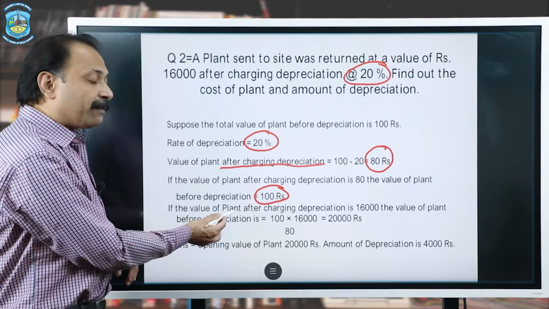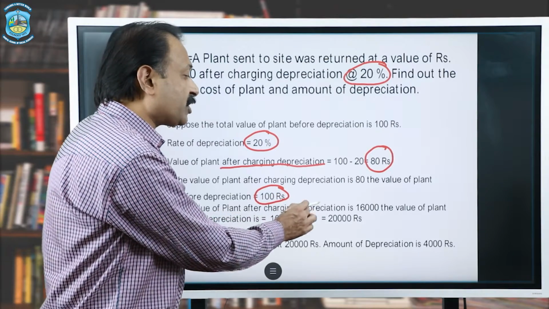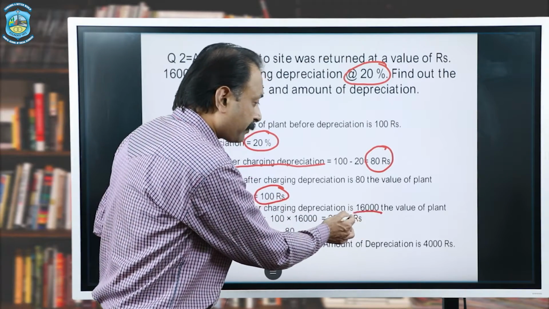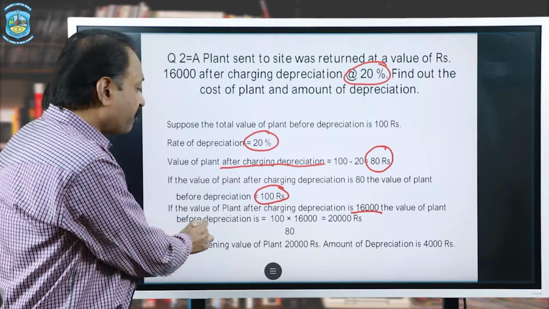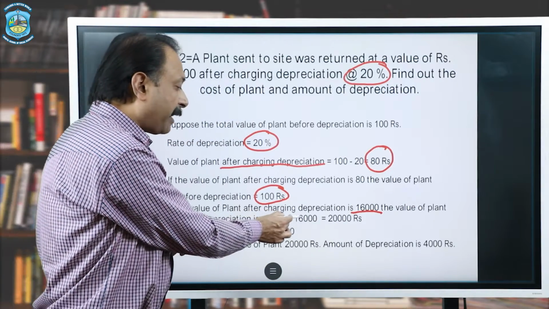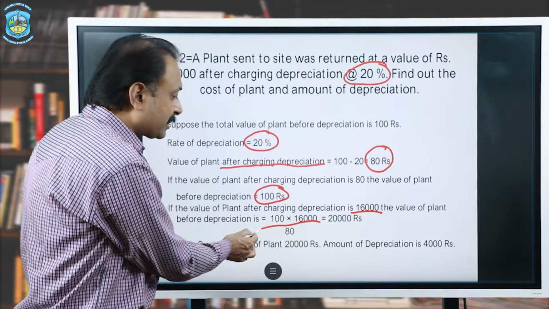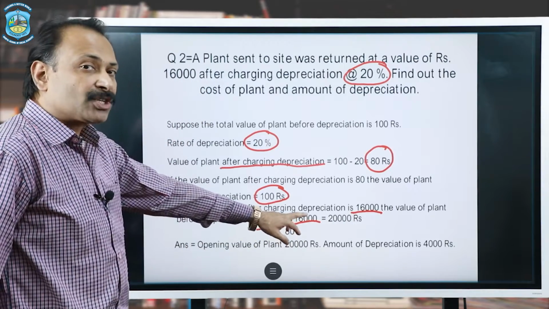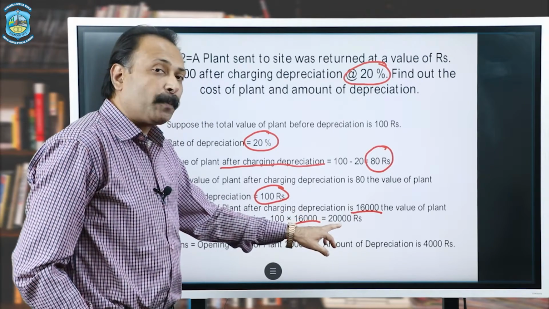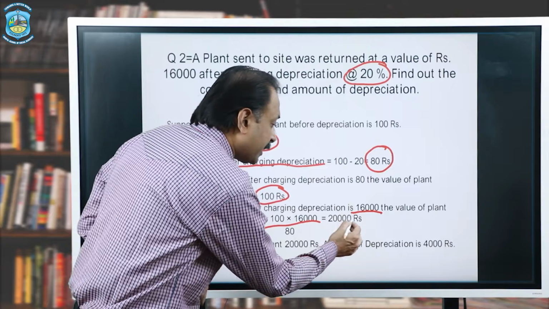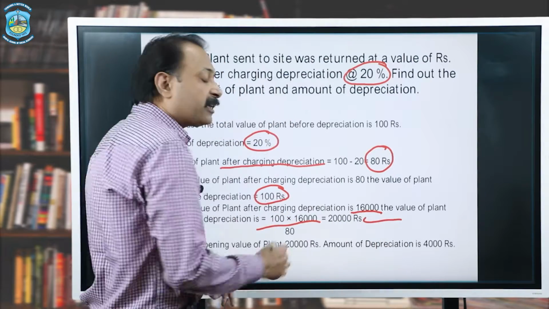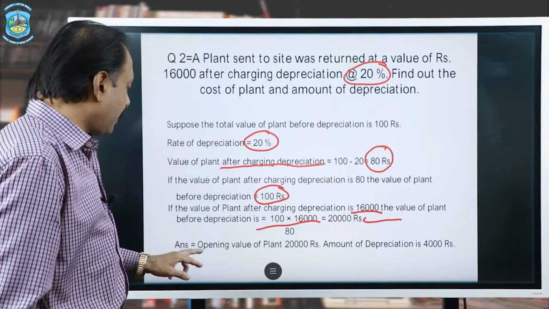Then if the value of plant after charging depreciation is 16,000, the value of plant before depreciation is 100 multiplied by 16,000 divided by 80. So when we solve this, we get the opening value of plant, and that is 20,000 rupees. The opening value of plant is 20,000 rupees.